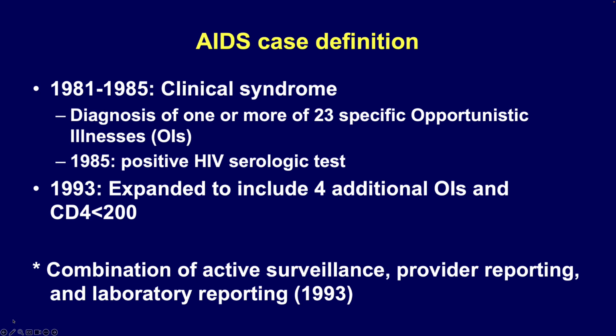And later, in 1993, the case definition was expanded to include some more opportunistic illnesses that were found to be associated with HIV and AIDS, as well as a laboratory test of immune deficiency called a CD4 test. If someone has a positive HIV serologic test and their CD4 count is below a certain level, even if they don't have an opportunistic illness, it meant that they have immunodeficiency and they met the case definition for AIDS. So health departments around the country began a combination of active surveillance or provider reporting, and laboratory reporting was added by 1993.